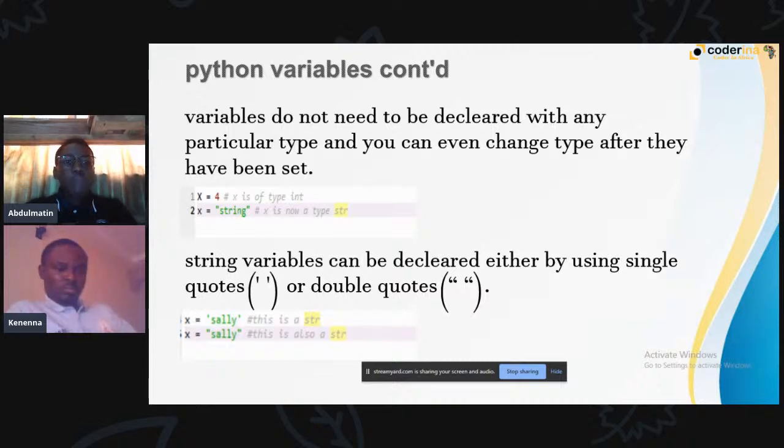Okay. So now string variables can be declared either by using single quotes or double quotes. If I want to declare my string variable, I don't have to use only double quotes. I can also use single quotes. For instance, you can see here x is equals to Sally. I'm using a single quote, and this is a string. X is equals to Sally also, while I'm using a double quote, and this is also a string. Like I said before, str is the short form of string.